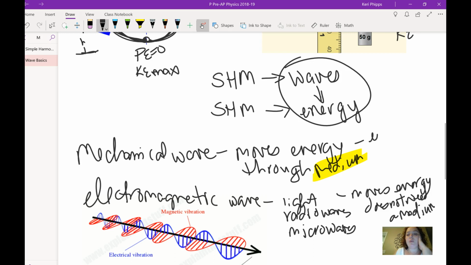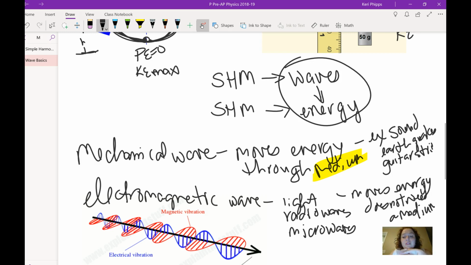Examples of mechanical waves are sound, earthquakes. Let me see, you got anything else we can put in here? Sound, earthquakes, stuff like that. Guitar strings, because it's going through a wire, anything like that. So there's our mechanical wave and there's our electromagnetic waves. But regardless, to answer the question, what is a wave? It is energy moving.